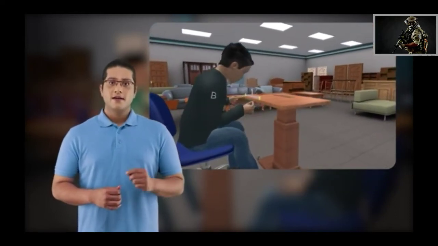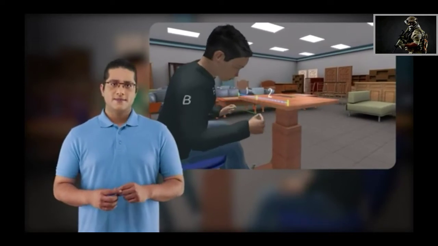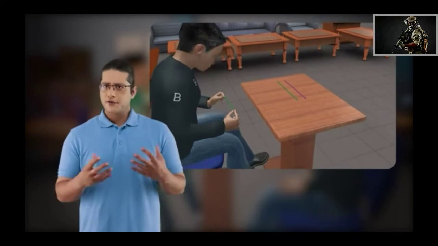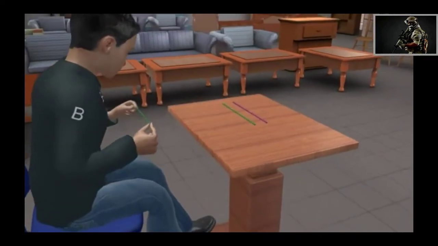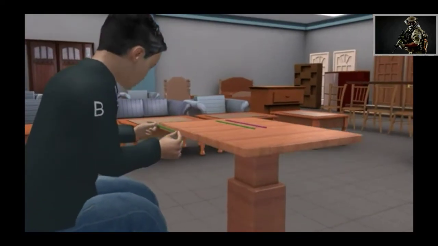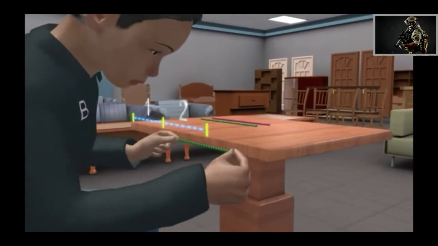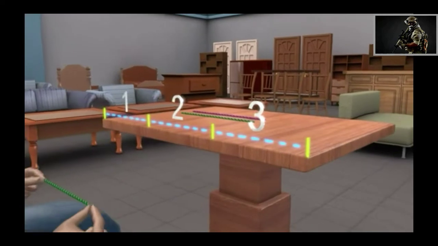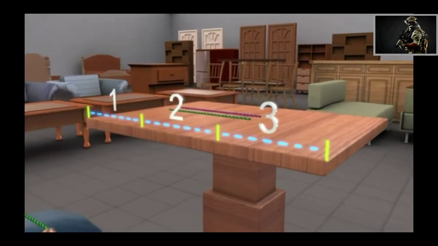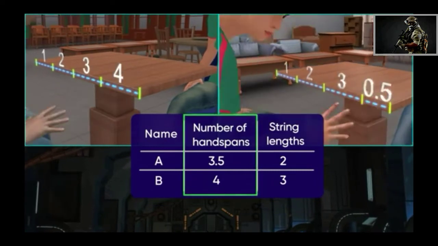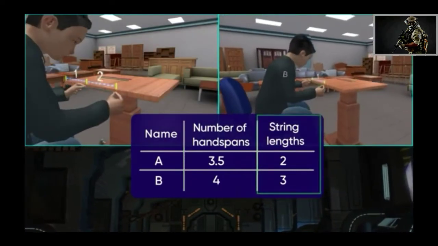1, 2 string lengths. And what if the string used is of a different length? Then it comes to 1, 2, 3 string lengths. So confusing. We measured the length of the table 4 times, and each time the answer was different.